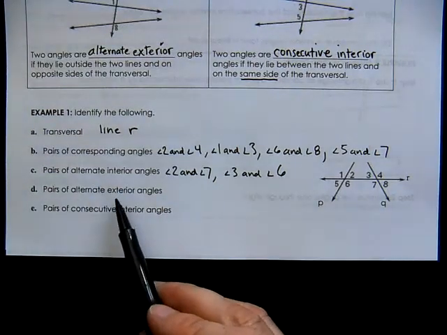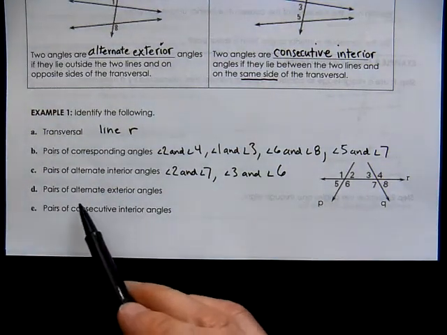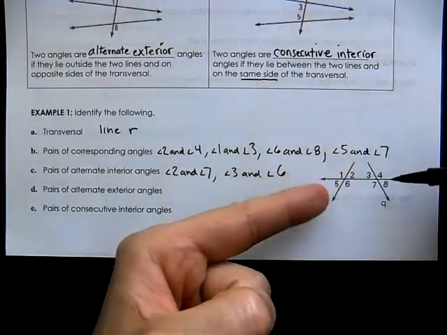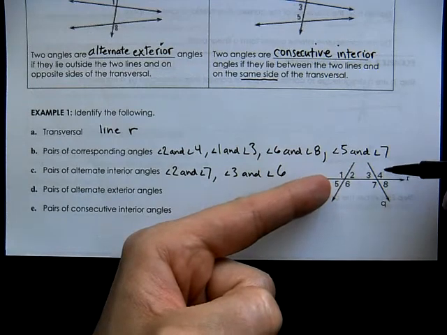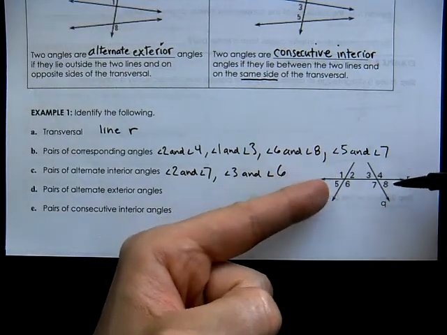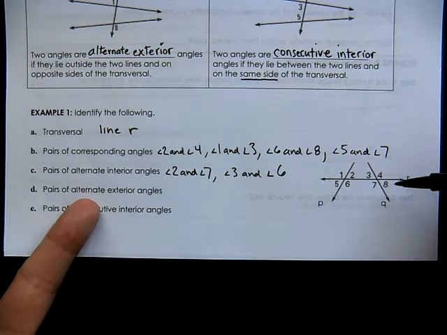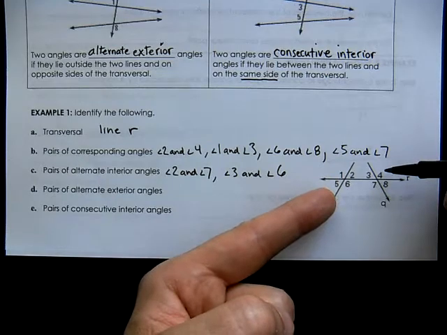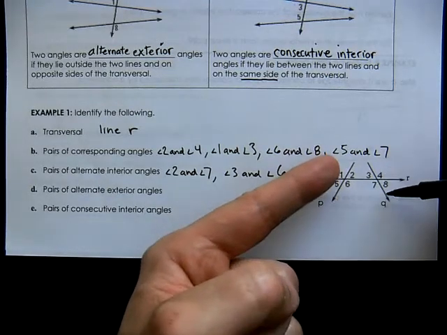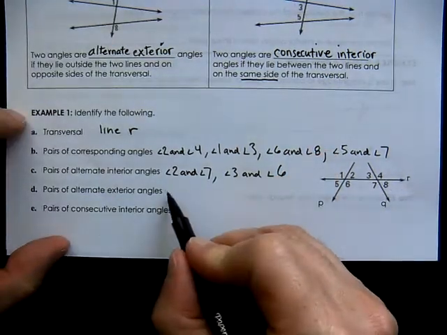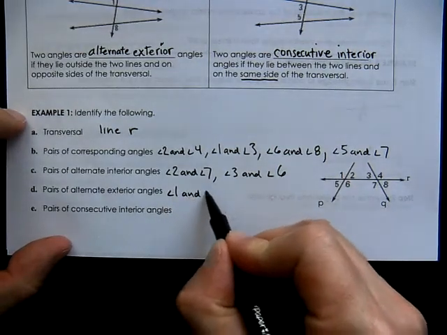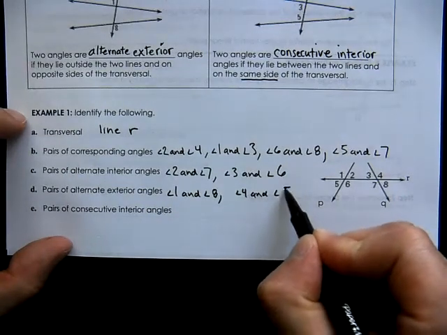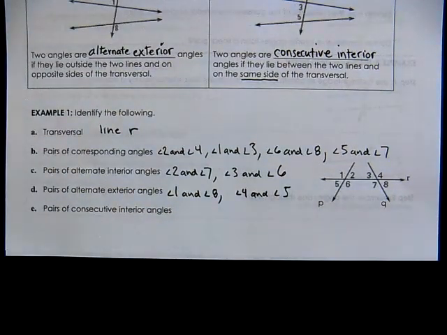Let's look at pairs of alternate exterior angles. Exterior meaning they're on the outside. So we're looking at these 4 angles as possibilities: angles 1 and 5, 4 and 8. Those are exterior angles, and we want them to be alternate. So again, we want one above the transversal and one below the transversal. One pair is 4 and 5, the other pair is 1 and 8. Let's jot that down. So angle 1 and angle 8, angle 4 and angle 5 are those pairs of alternate exterior angles.